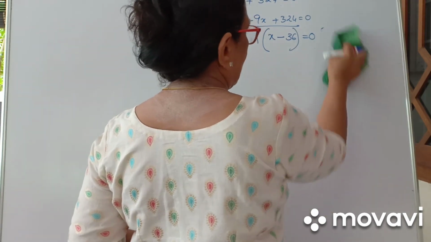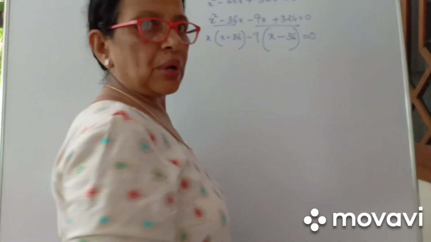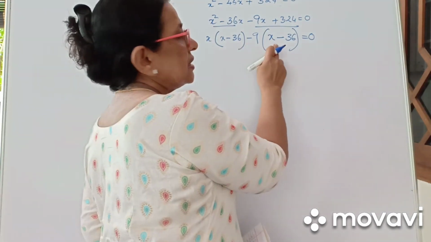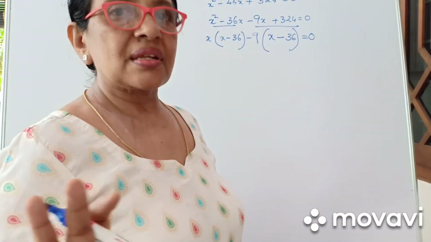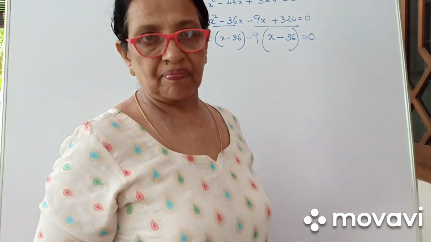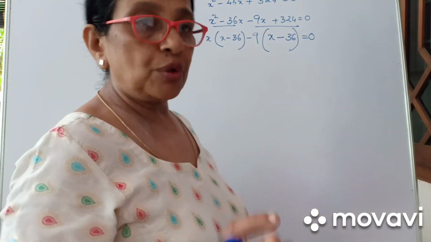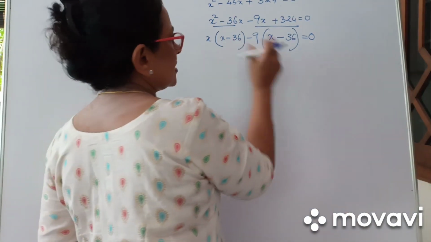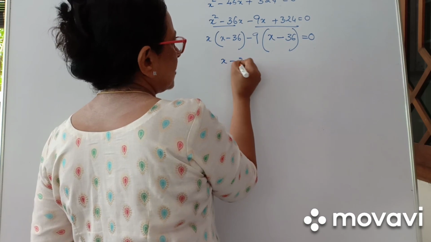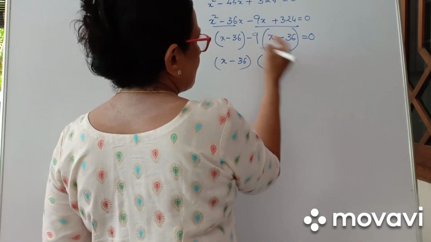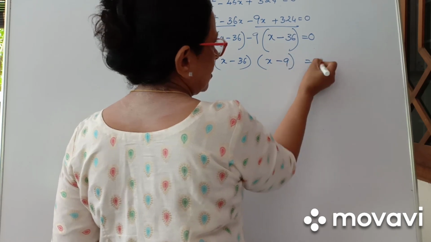Now, when you arrive at this step, look, the terms inside the bracket become the same. That means you are absolutely right till this step. No manipulation. You have to get it the same. That's all. You got it the same. Now take it out, x minus 36. What is common? Take it out. And what is left here? x minus 9 equal to 0.